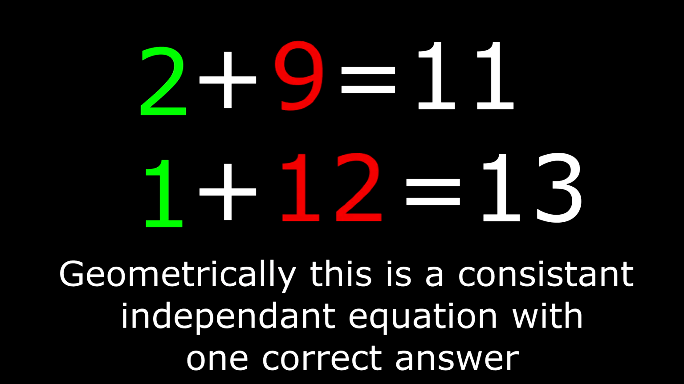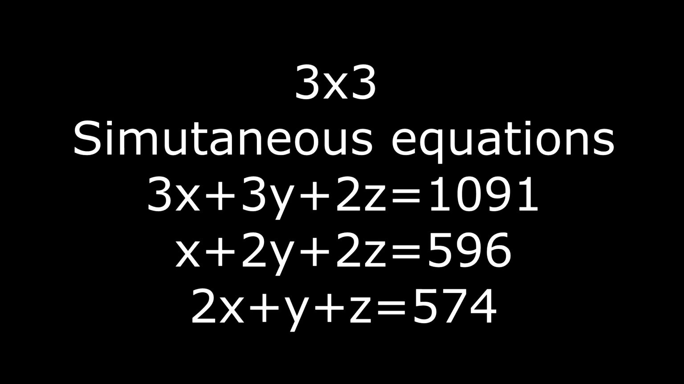Then substitute both your answer for x and your answer for y into both equations A and B, like this, to see if your maths is correct. 2 plus 9 equals 11. 1 plus 12 equals 13. Done. Now we move on to 3 by 3 simultaneous equations.